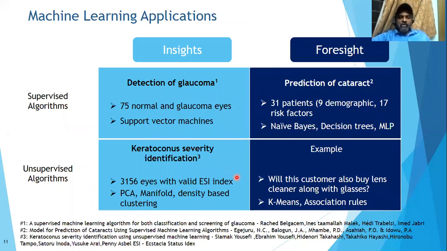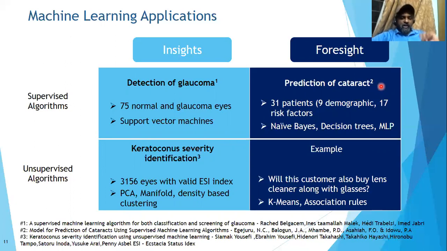The same thing was done using a different set of techniques, but ultimately to see the severity of keratoconus, right? So this is about detecting situations that exist using data. The same thing can be employed to predict rather, which is foresight. Again, 31 patient records, 9 demographic information, 17 other factors were taken to predict if somebody had a cataract.